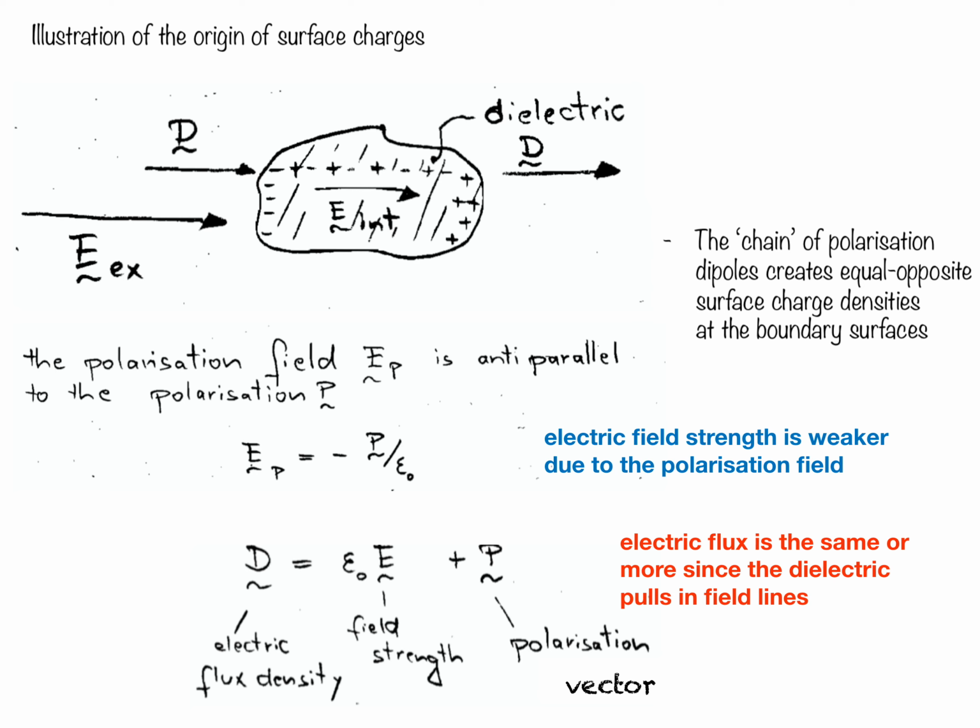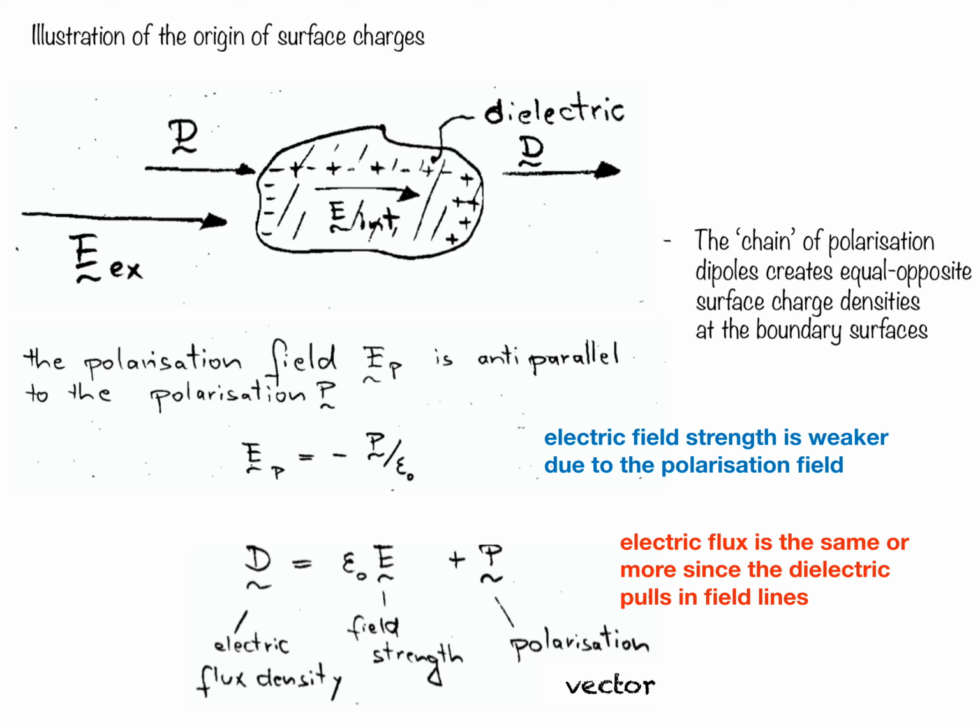Since the polarization field EP is antiparallel to both field and polarization vector P, it is given by minus P on epsilon naught. Therefore, the electric field strength inside the dielectric is weaker due to this polarization field. Formally, the electric flux density is given by the sum of epsilon naught E plus the polarization vector.